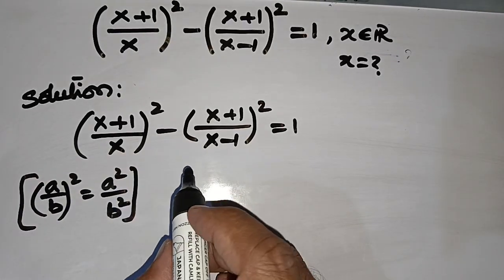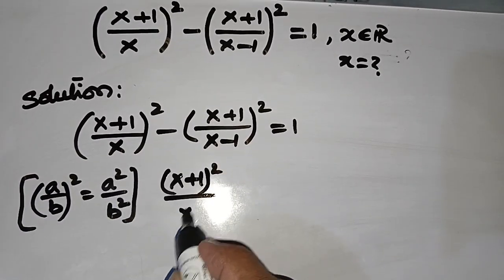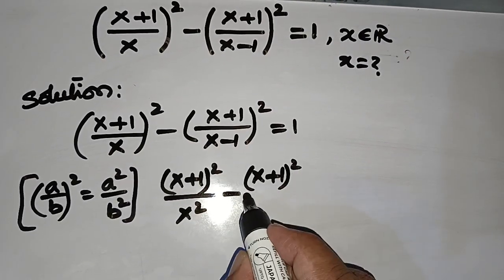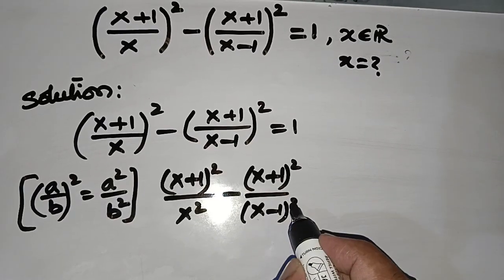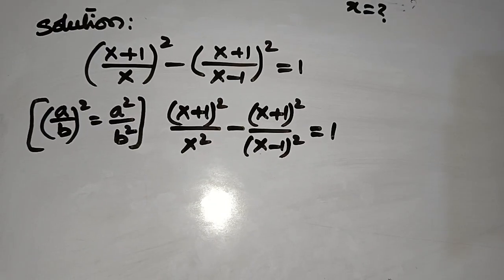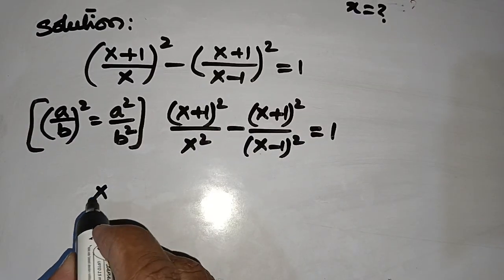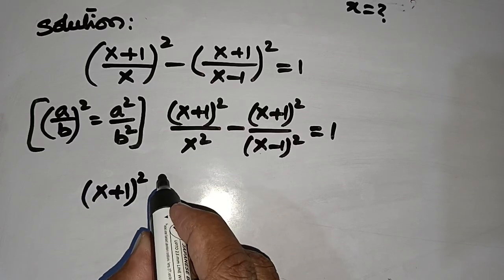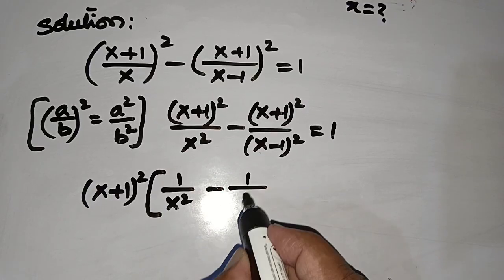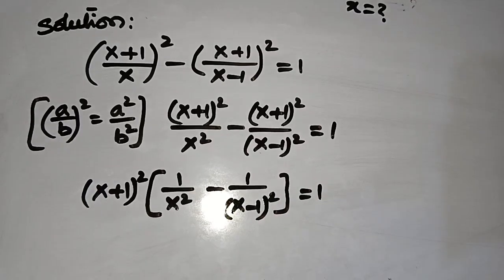we can write this equation as (x plus 1) whole square by x square minus (x plus 1) whole square by (x minus 1) whole square is equal to 1. So now in this one, (x plus 1) whole square is common. So we can write (x plus 1) whole square times (1 by x square minus 1 by (x minus 1) whole square) is equal to 1.